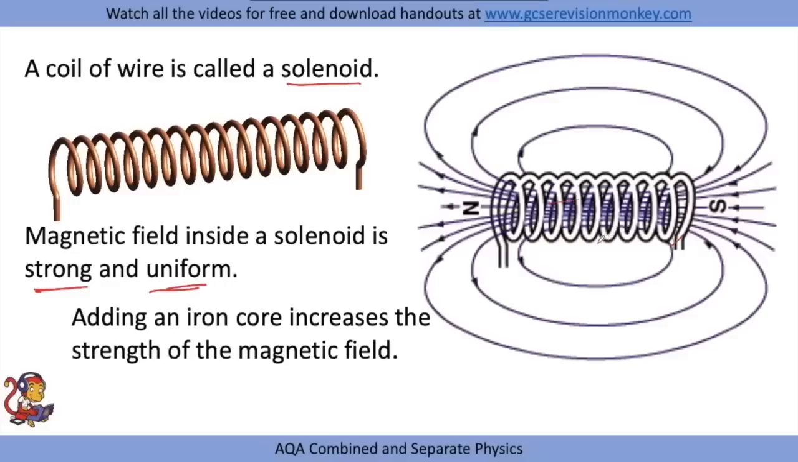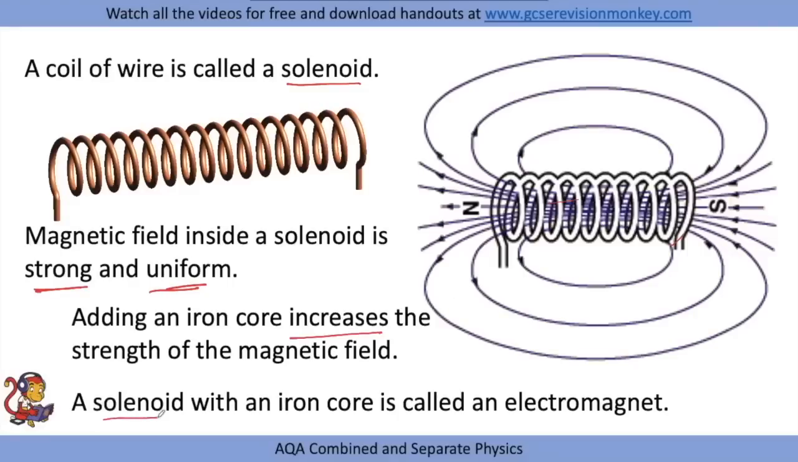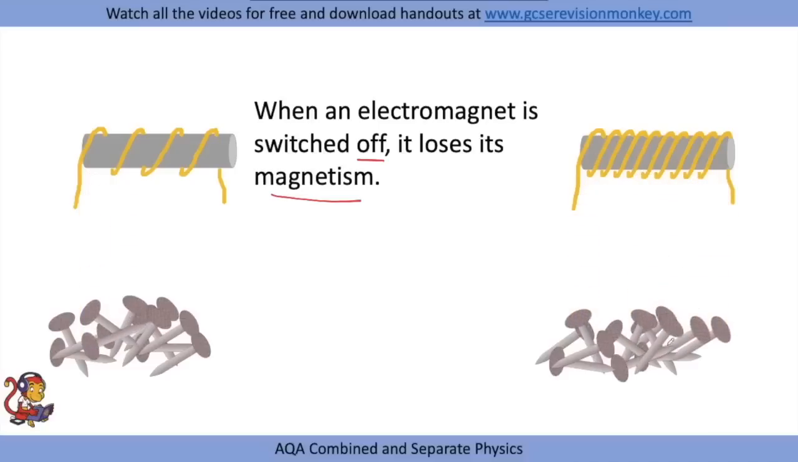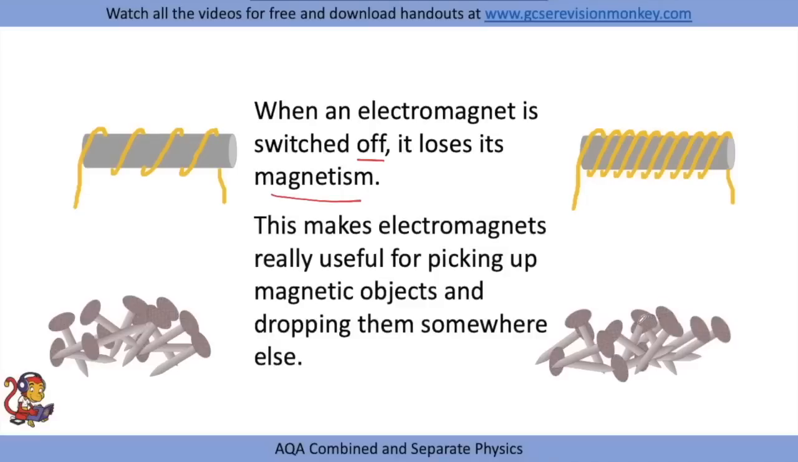If you add an iron core, you increase the strength of the magnetic field, and a solenoid with an iron core is called an electromagnet. So if you were to put an iron core inside that coil, we could now call that an electromagnet. Electromagnets are useful because when an electromagnet is switched off, it loses its magnetism. So if we switch these off now, it would drop the nails, and this makes it useful for picking up objects and dropping them somewhere else. So for example, in a scrapyard, they're used to pick up magnetic objects and drop them somewhere else in the scrapyard.